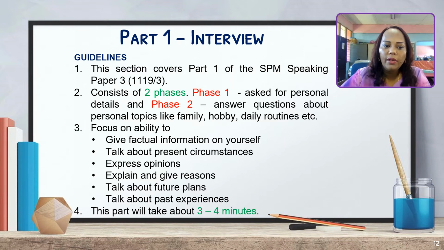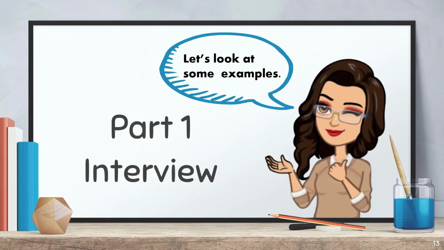Now here, the focus is on the ability to give factual information on yourself, talk about present circumstances, express opinions, explain and give reasons, talk about future plans, talk about past experience. This will take about 3 to 4 minutes, and you need to give a little bit of elaboration, not much, but a little bit. Okay? And most students are able to do well for this part. Now let's look at some examples for part 1.